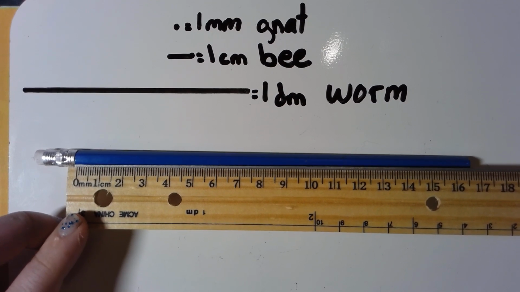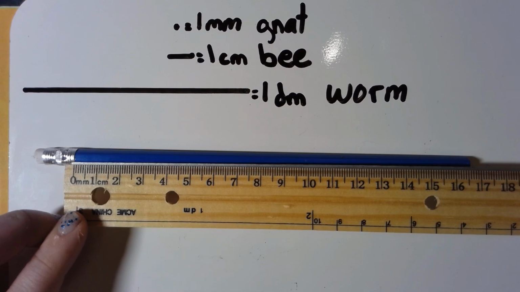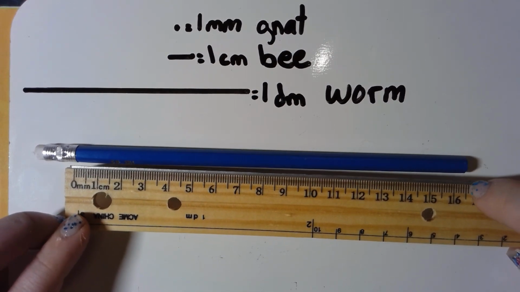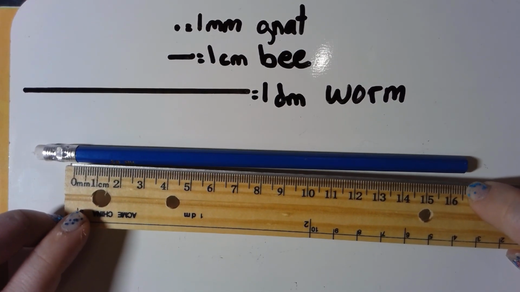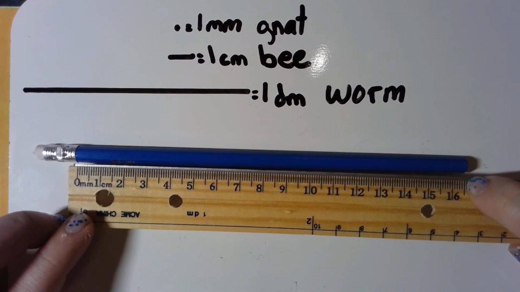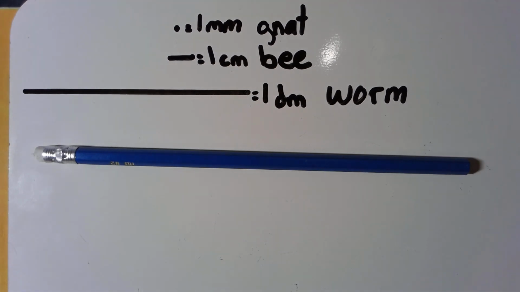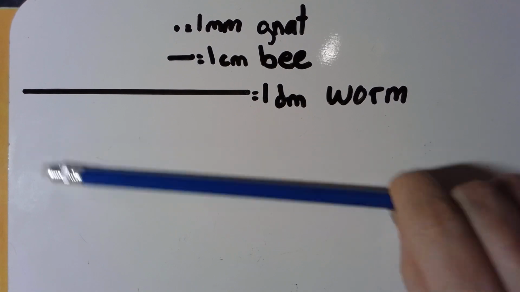So 16.5. It's 16 and a half, isn't it? 16.5 centimeters. Or 1.65 decimeters. Do you know how I know that? How I can easily change centimeters to decimeters?